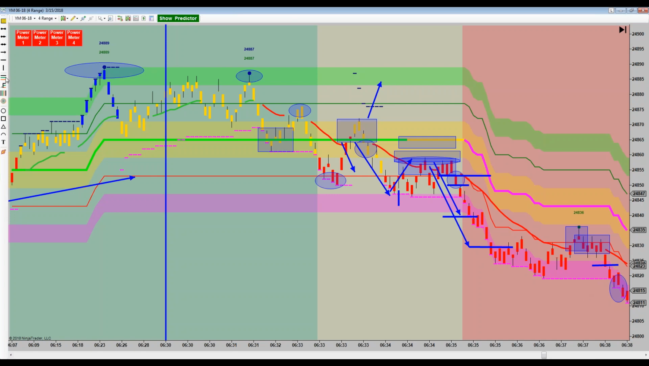14. 14 is right here. 13, 14. There's a scalp off right there. So by the time you're seeing to get in, traders are already taking profits on the shorts that they got in up here.